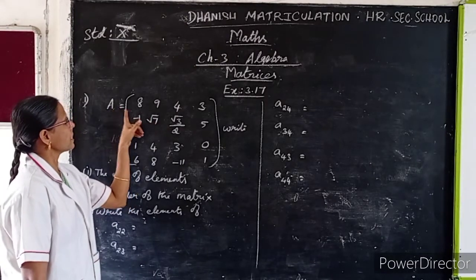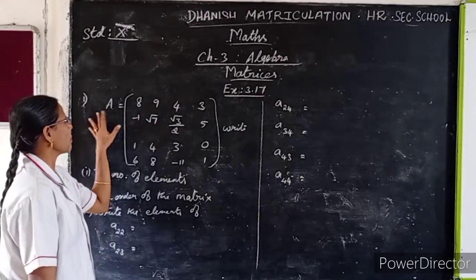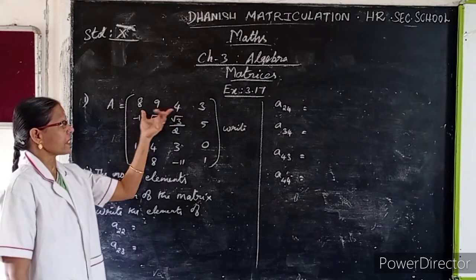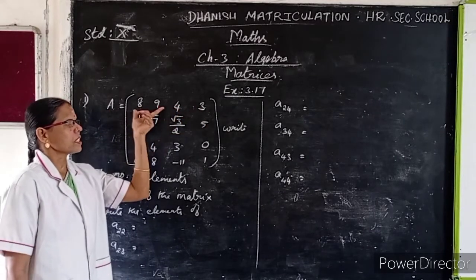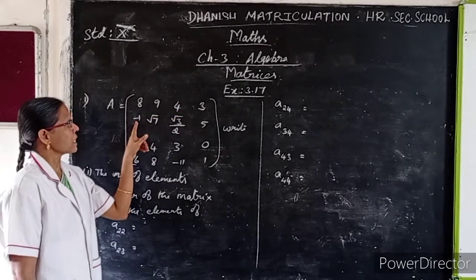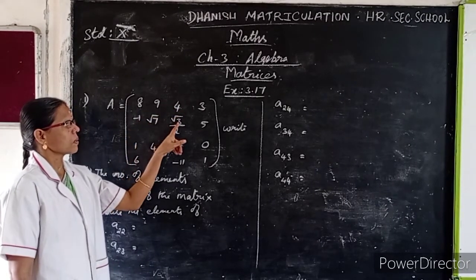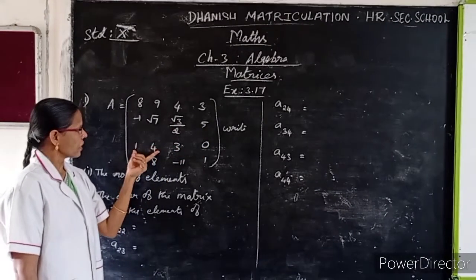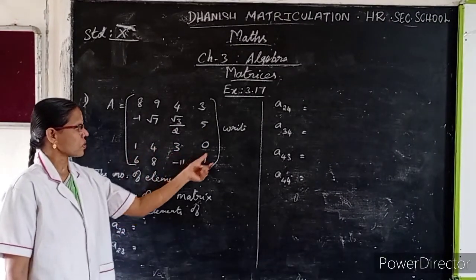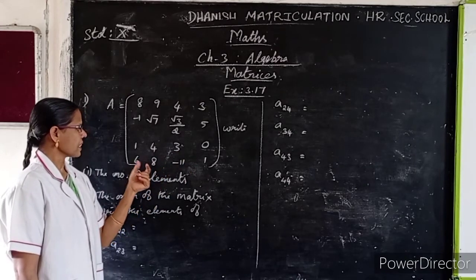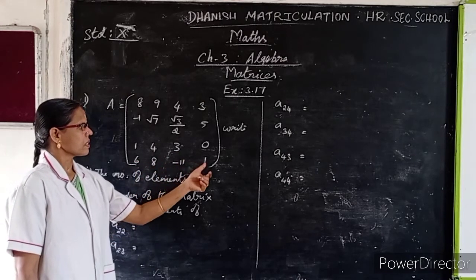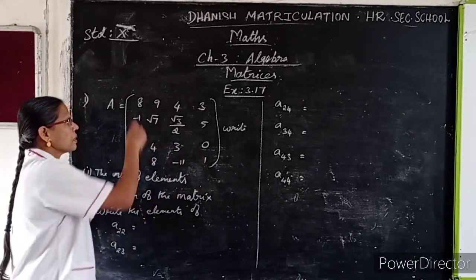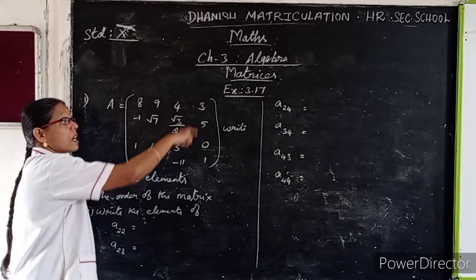Example: matrices are denoted by capital letters. So matrix A is equal to this: 8, 9, 4, 3. This is the first row. Second row: minus 1, root 7, root 3 by 2, 5. Third row: 1, 4, 3, 0. Fourth row: 6, 8, minus 11, 1. So these are rows. These vertical arrangements are called columns.